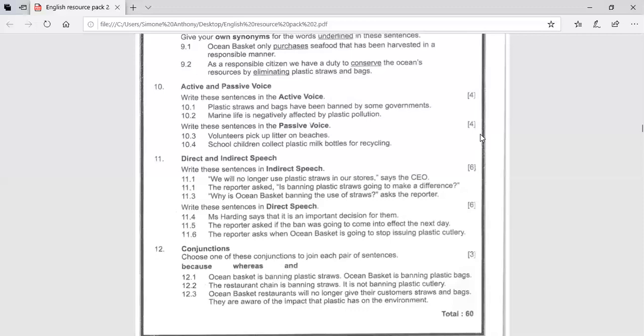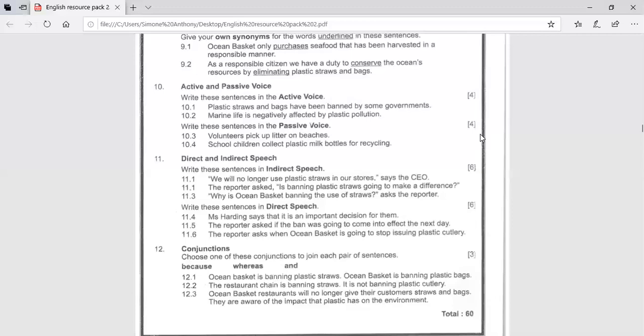Let's look at 11.6. The reporter asked why Ocean Basket is going to stop issuing plastic cutlery. The reporter asked, comma, when is Ocean Basket going to stop issuing plastic cutlery, question mark, closed inverted commas. It's important to note here that when you have a question mark, you do not add a full stop, because the question mark acts as a full stop of that sentence.